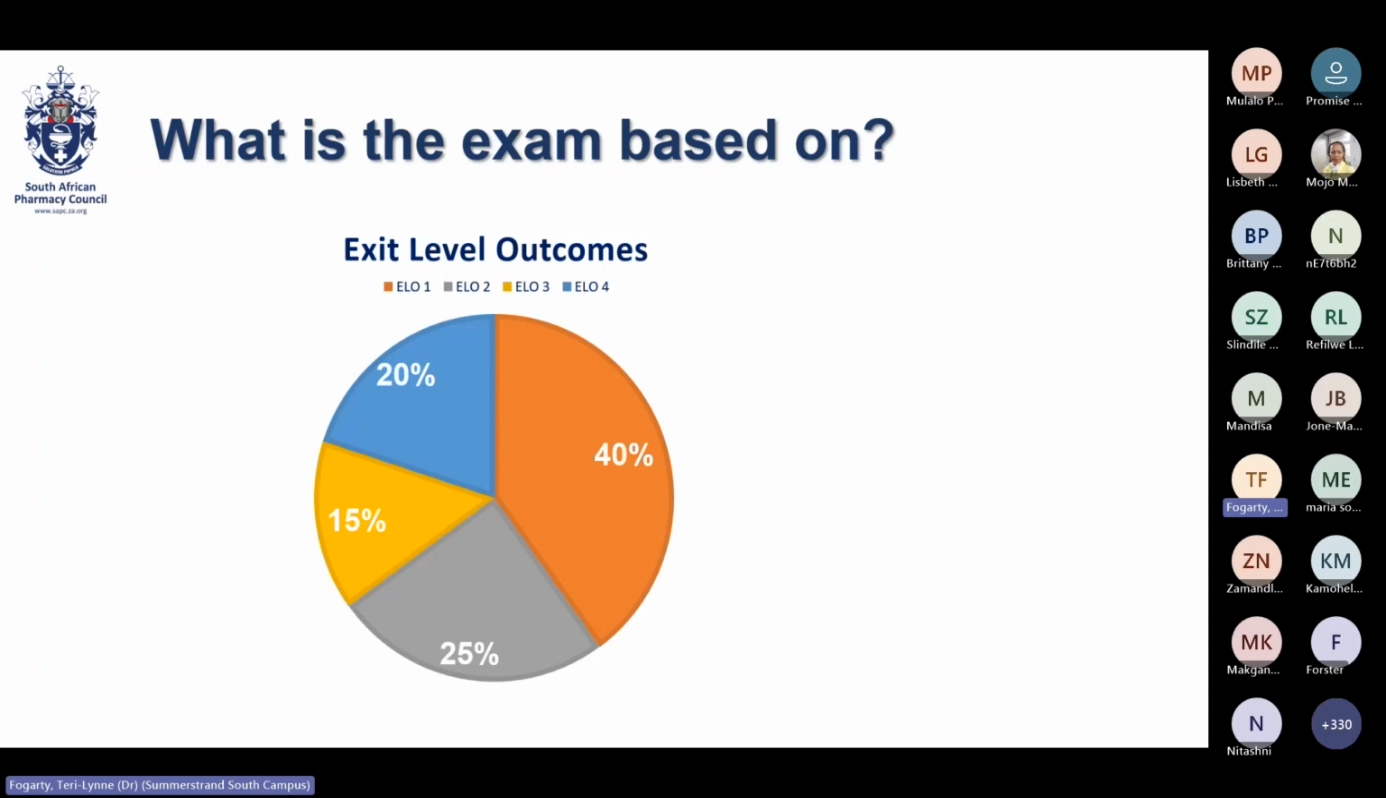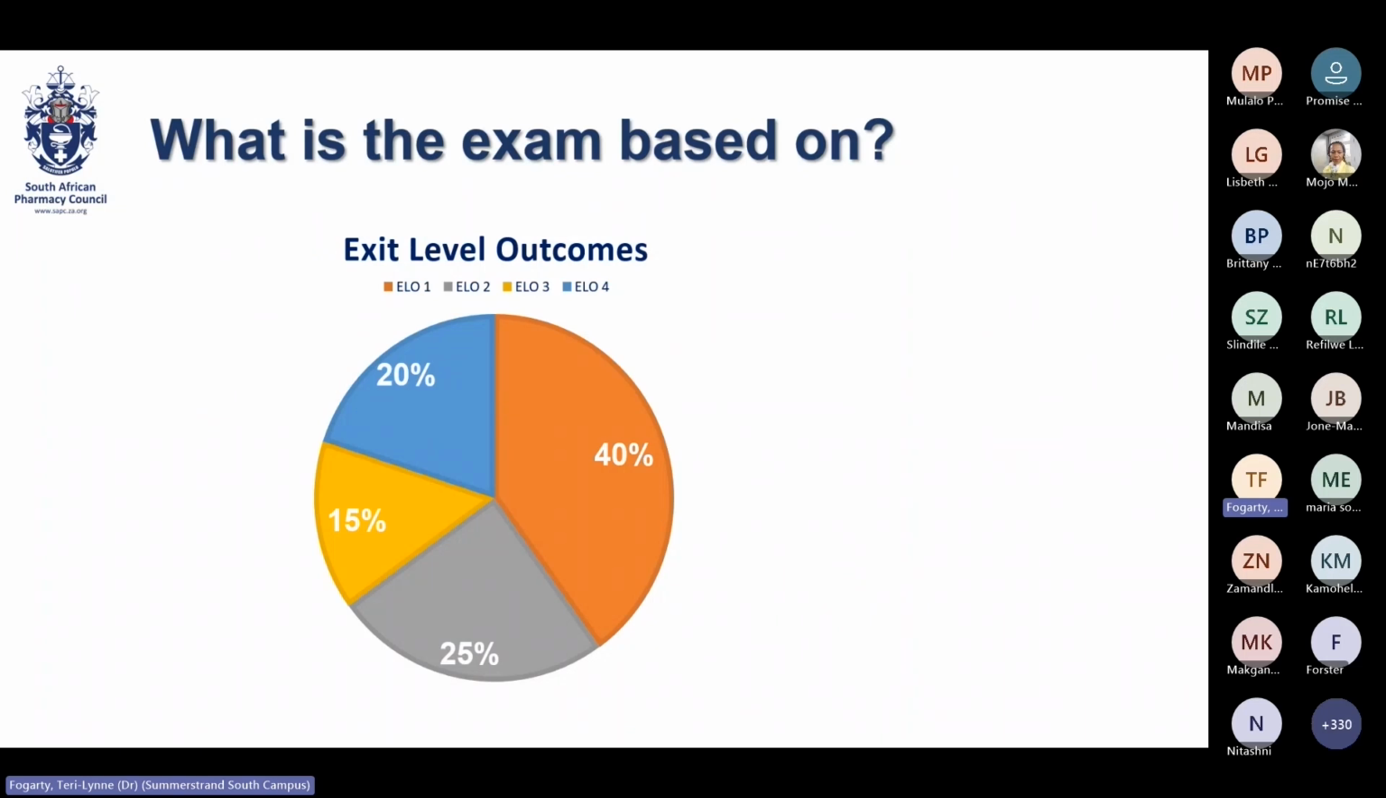So if we look at the exam breakdown in a little bit more detail, we said that there are 16 calculation questions and 84 general questions. But if we look at the breakdown in terms of the exit level outcomes, you will see that the bulk of the exam is that exit level outcome 1, which is the foundational scientific principles. We're going to look at a little bit more detail as to what content might be covered in each of those exit level outcomes.